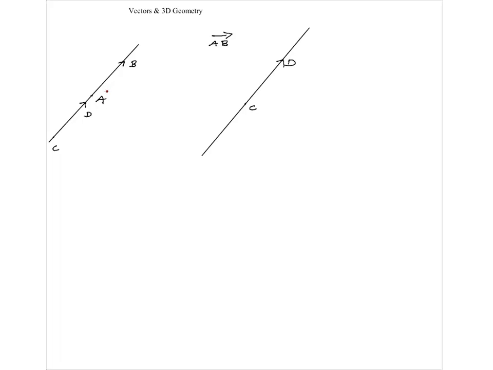A vector is represented like this. This is the initial point, this is the terminal point. It can also be represented by a single alphabet. Maybe I can call it this. If I want to talk about the magnitude, I would put two bars like that.